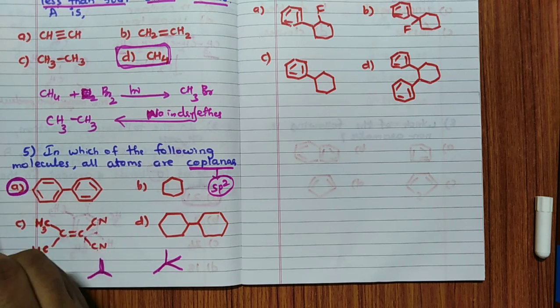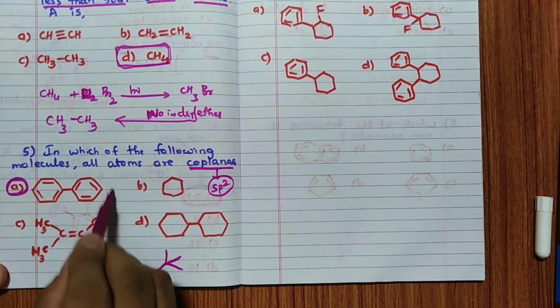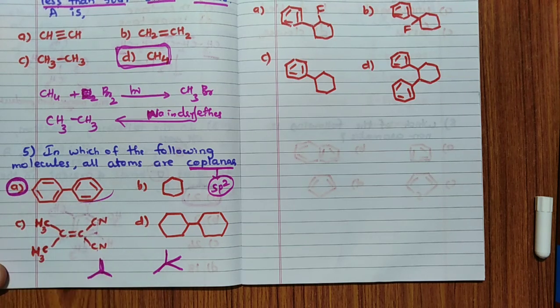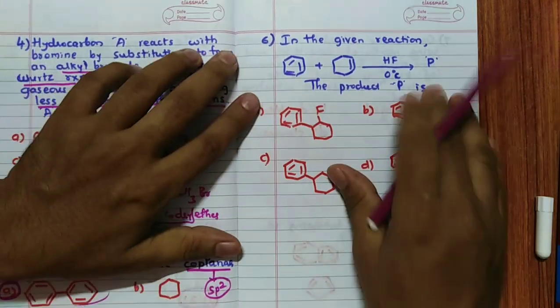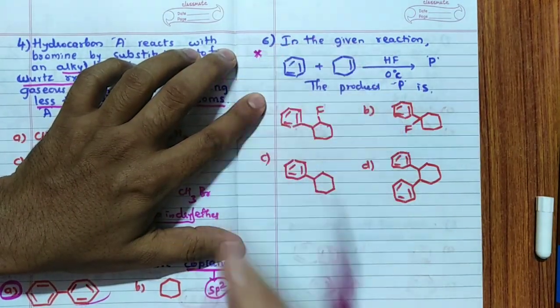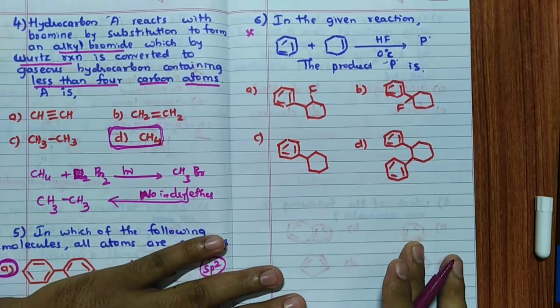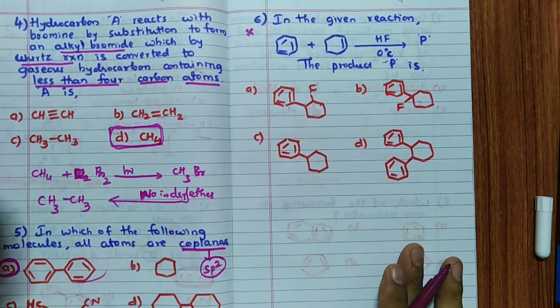Why this is A? Remember, in this particular case, all these are sp2 hybridized. Hence, the answer is A. Coplanar means A. Remember that. Very, very important type of question. And this type of question will really check your knowledge.